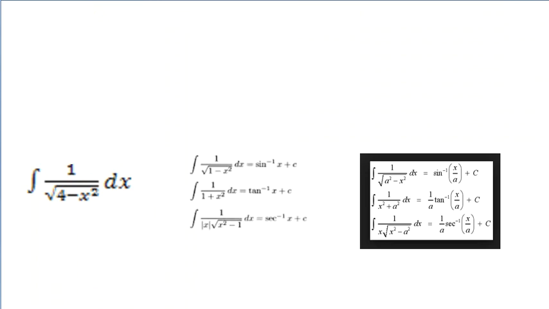Now this problem is somewhat similar to this, but it's really exactly the same as 1 over square root of a square minus x square. But if you didn't memorize this and you memorized only this, what would you do in this case? You would have to write it as 1 over 2 times square root of 1 minus (x over 2) square dx, and set your u is equal to x over 2, and notice that the formula looks similar to this, and then you can solve it.